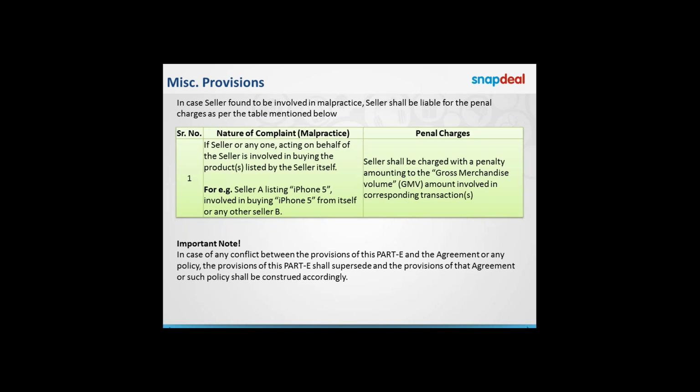For example, for these 5 purchases, the total amount was 2,50,000 rupees. Then 2,50,000 would be the penalty the seller will have to bear.